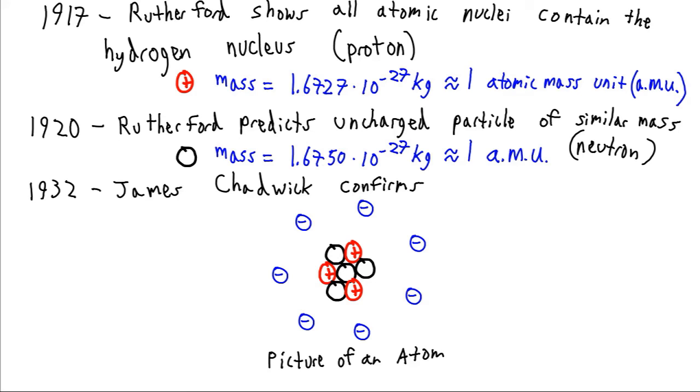And so now this is our picture of an atom. It has a dense, massive, positively charged nucleus made up of the positively charged protons and the neutrally charged neutrons. And then it's surrounded by electrons, and the electrons have a lot of space.